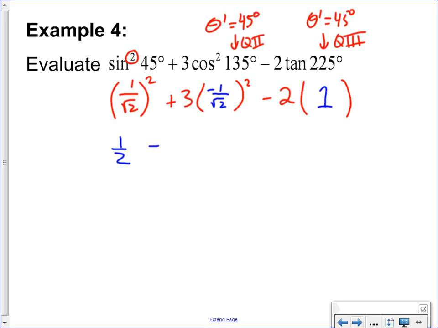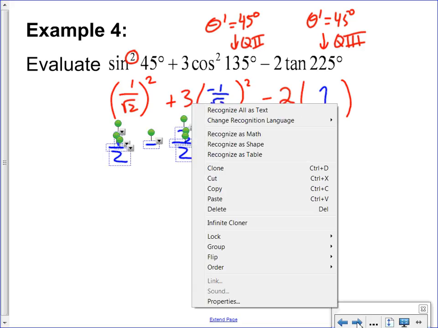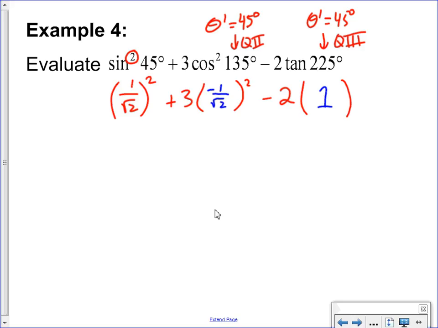minus 3 over 2, right? Or I probably went too fast. Let me slow down a little bit. Let me try this again. I was doing a lot of math in my head. 1 over 2 plus 3 times 1 over 2, minus 2. That's negative 1 over 2.